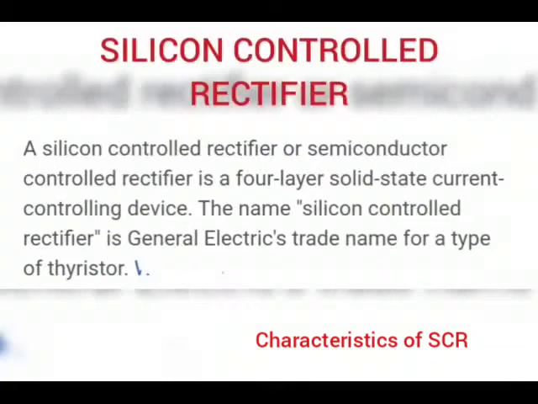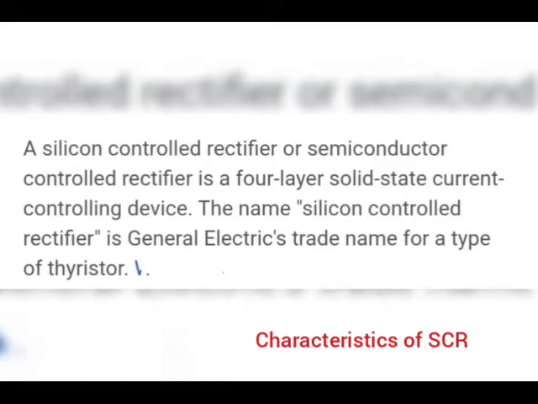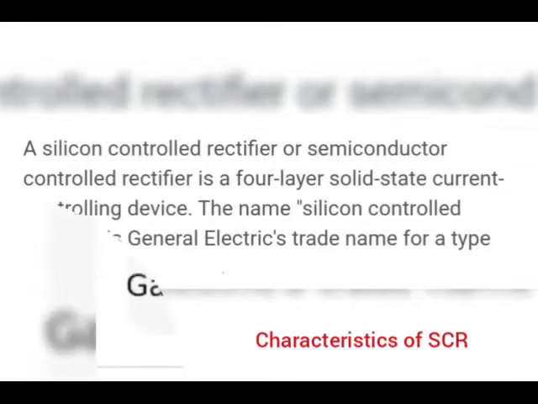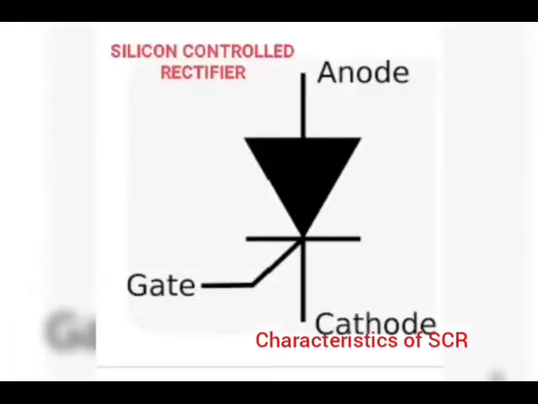Current controlling device. The name silicon controlled rectifier is a General Electric trade name for a type of thyristor, and this is the symbol of a silicon controlled rectifier. It has anode, gate and cathode.